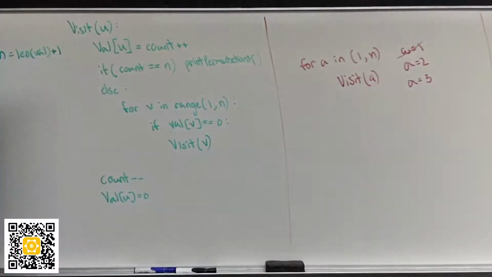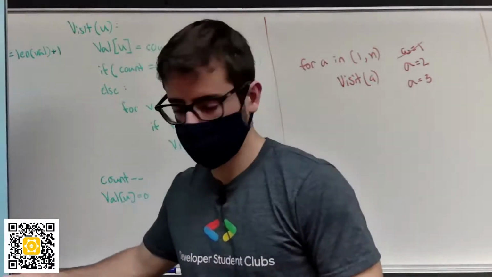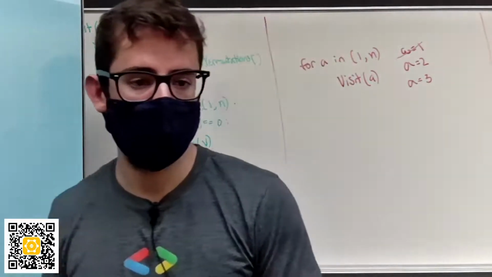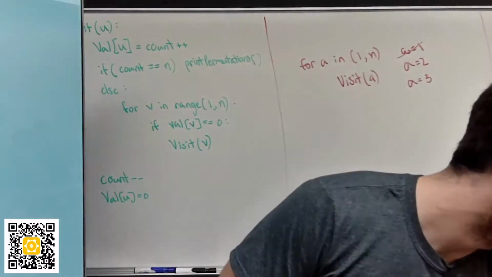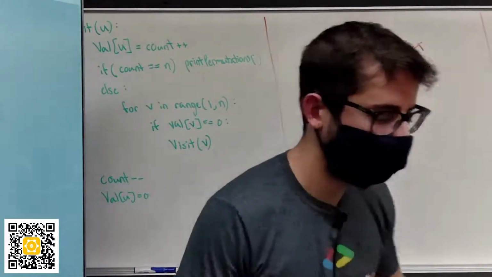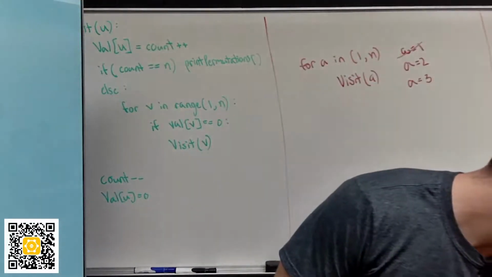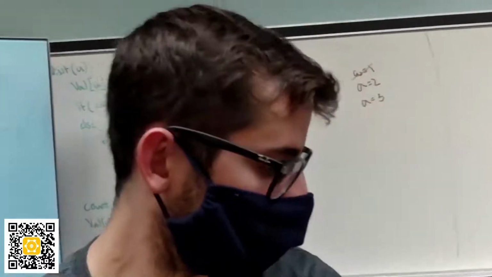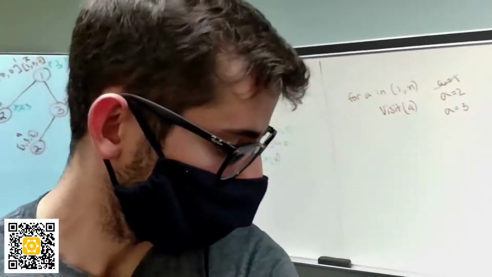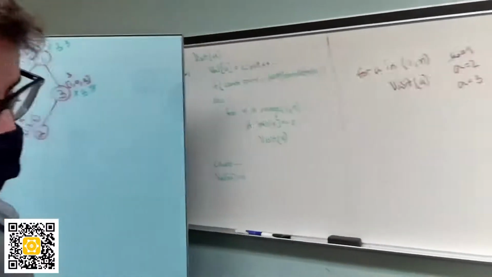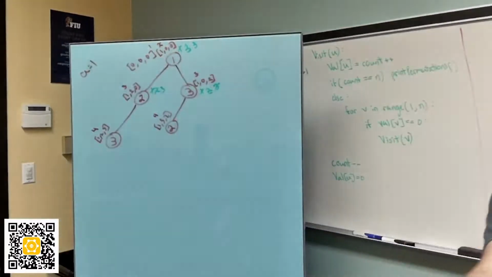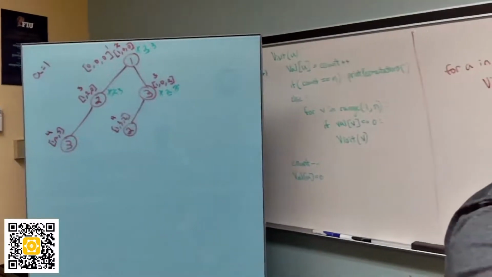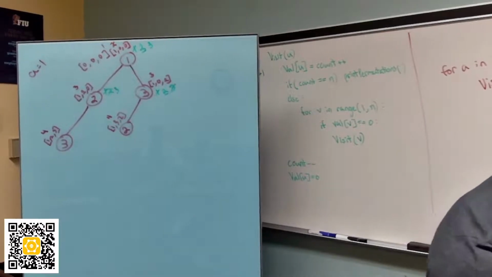Okay, I think I'm seeing it now. So every time you call visit A, it's basically like calling the whole function that we wrote over there. Exactly, it's calling that. So this is what we're calling visit. Okay, cool.